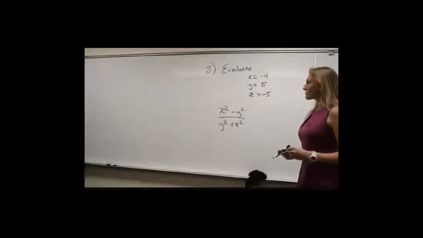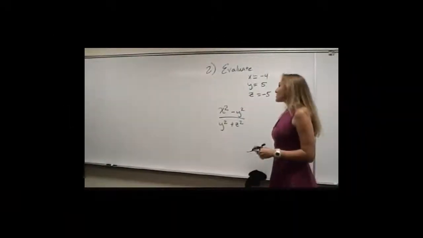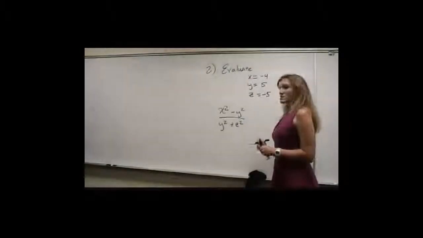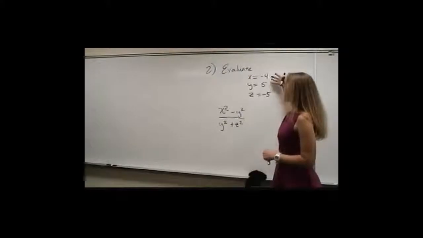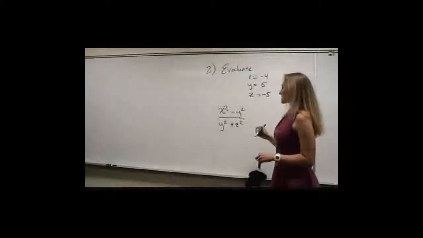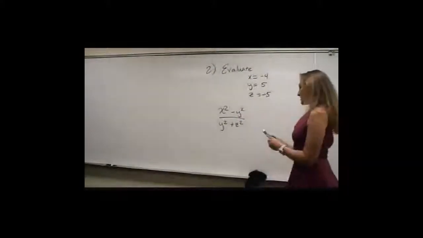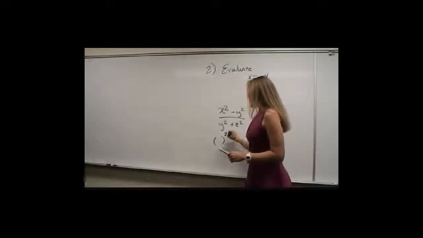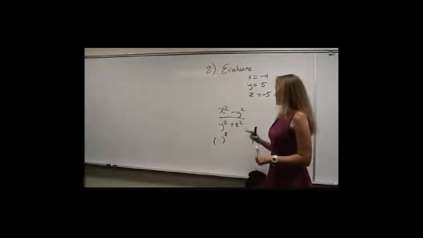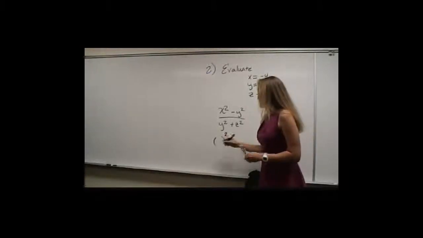This is number 2 from your review packet. I'm evaluating this expression. Now it's an expression because there's no equal sign. I'm not solving, I'm plugging in numbers. Now when I plug in these numbers to these variables, I need to put parentheses around the new number each time. So for x, I'm going to keep my parentheses and square, and the square goes on the outside of those parentheses. That would be a negative 4.